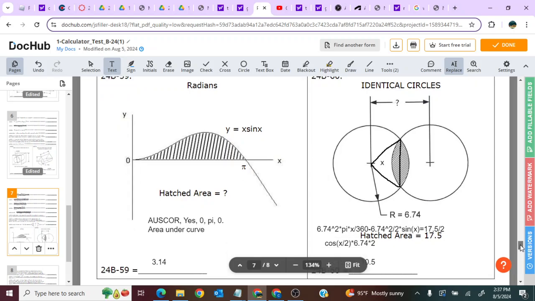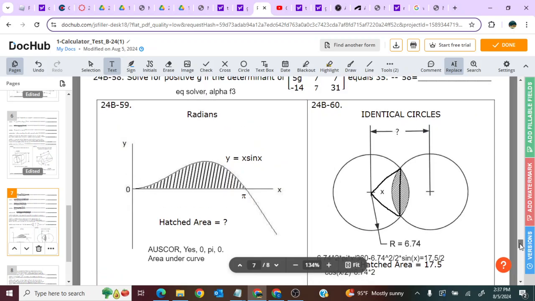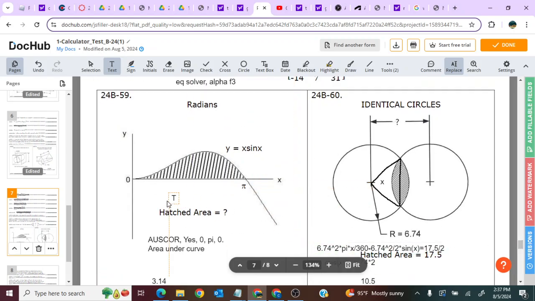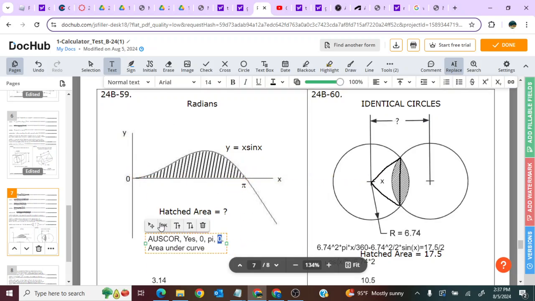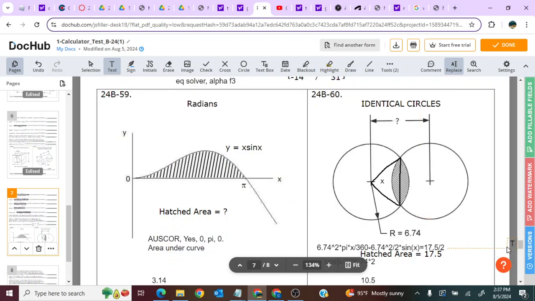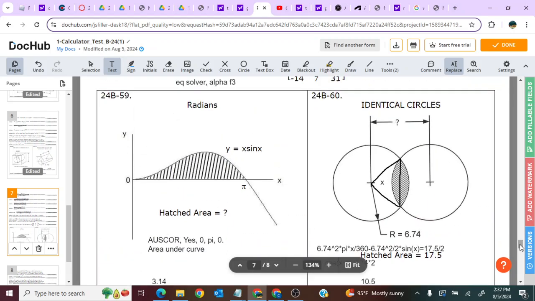59, what is the hatched area of this thing? Well, we have our program. Just make sure your y2 is equal to 0. Plug this into y1. Your lower bound is 0, your upper bound is pi, and your line of revolution is not relevant to this question. So then you just find the area under the curve, which is 3.14, which is, I'm pretty sure it's just pi, which is very interesting.